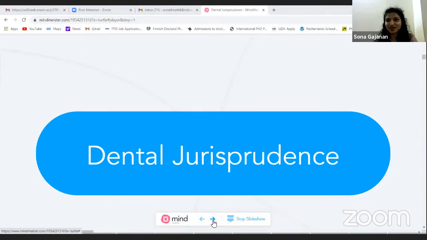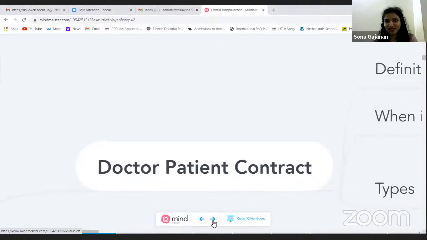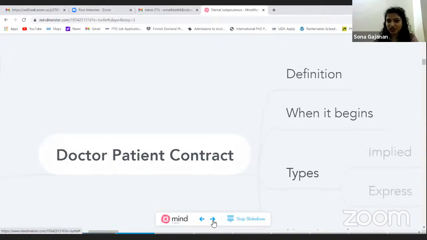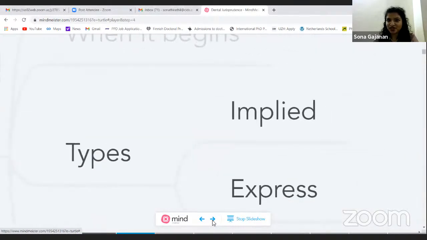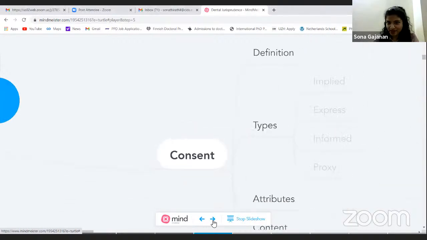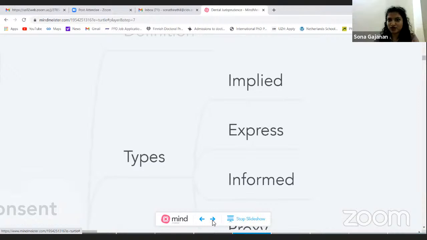Okay, so today we talked about dental jurisprudence. First we discussed doctor-patient contract. Under that, we talked about the definition of contract, wherein it is an agreement between two or more people, and when it begins, when the duties start to attach, and then types of contract, which includes implied and express contract. Then we talked about consent: the definition of consent, the types of consent, and then attributes of consent. Under types, we had 4 types: implied, express, informed, and proxy.